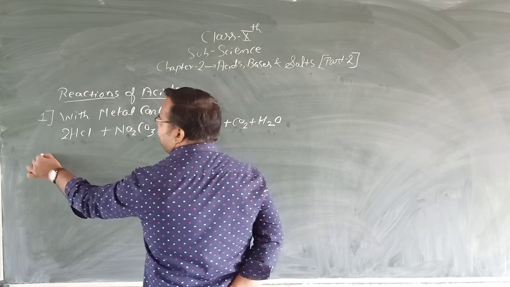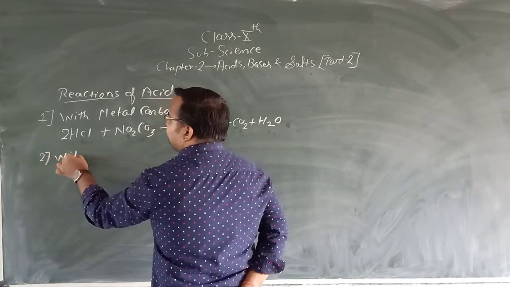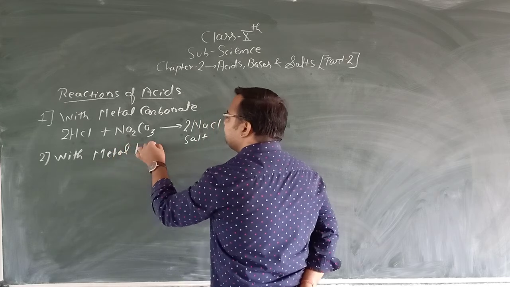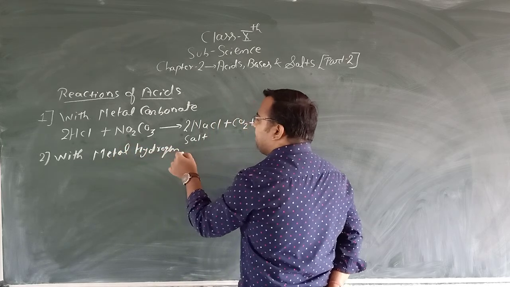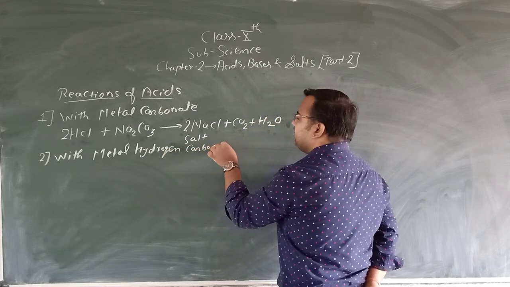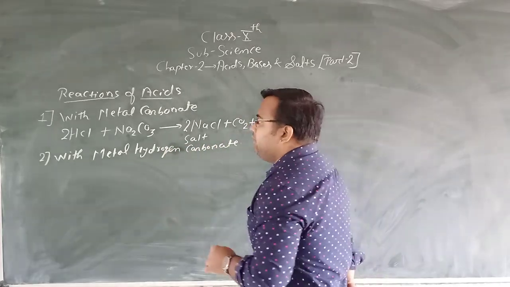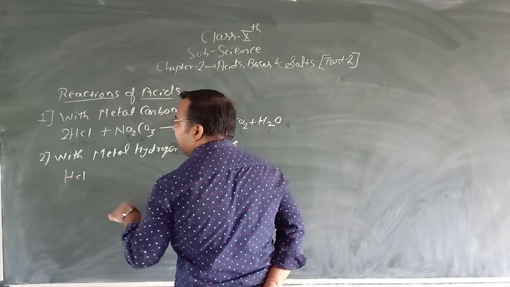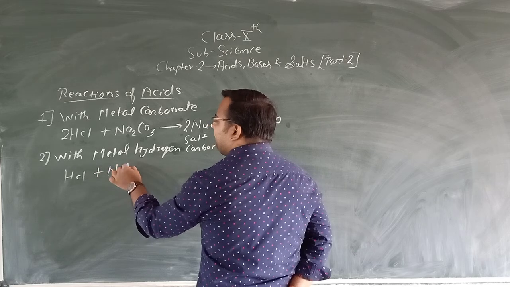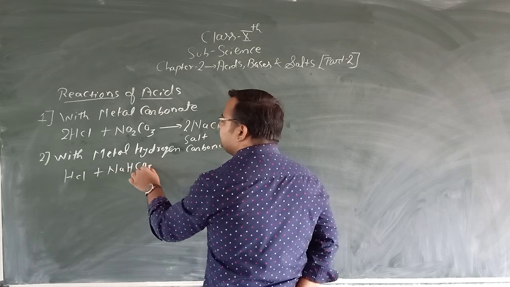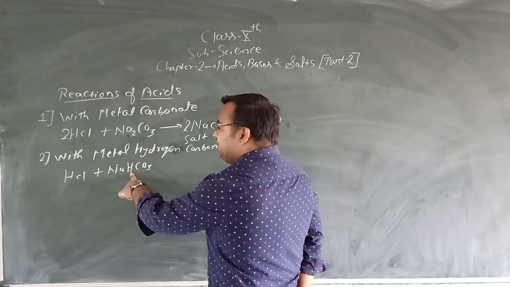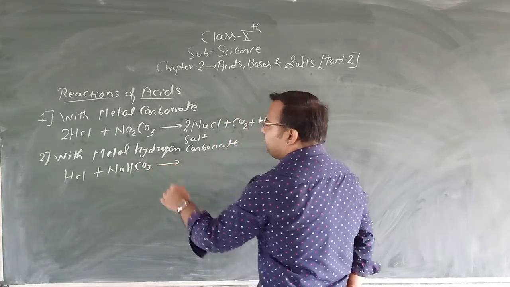Second reaction of acid with metal hydrogen carbonate. Now again we take HCl, hydrochloric acid, and for metal hydrogen carbonate we can write sodium hydrogen carbonate. Sodium is a metal, hydrogen is H, and carbonate is CO3.